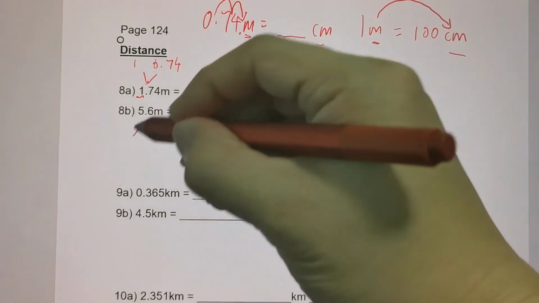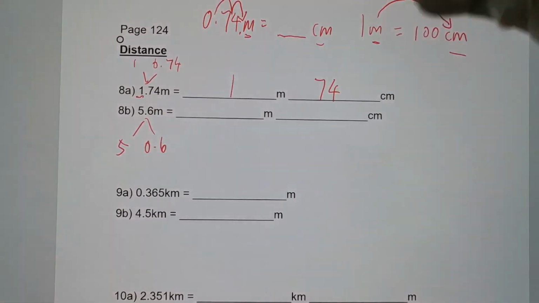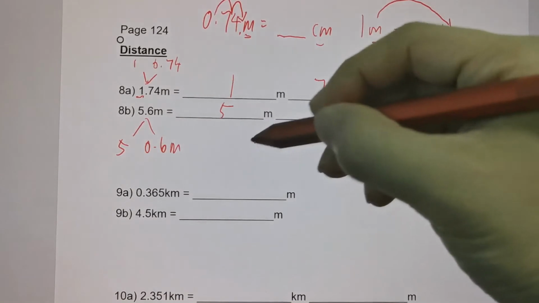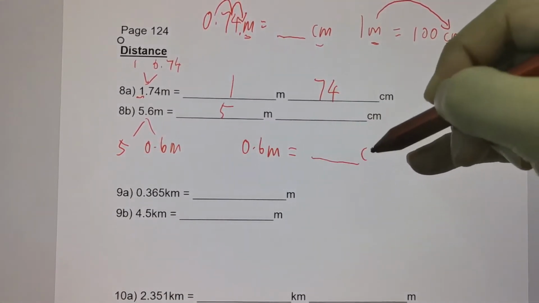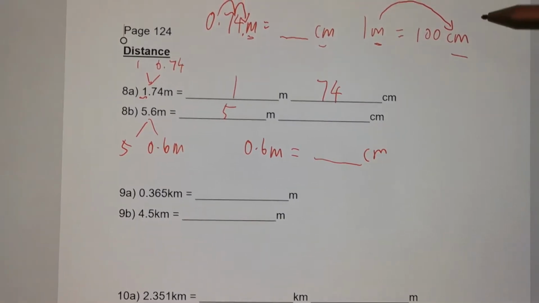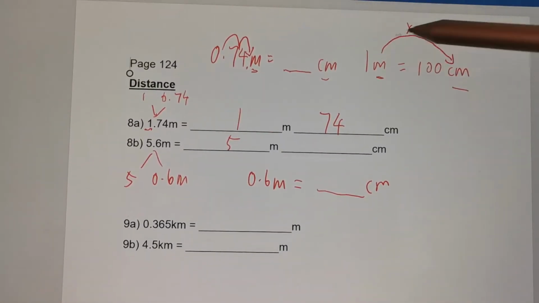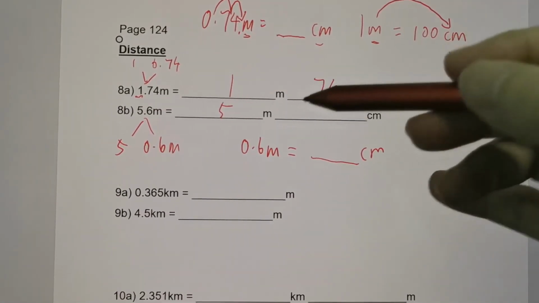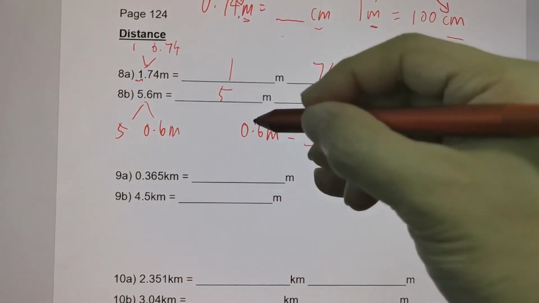Okay? Now let's move on to part B, 5.6. Now you can always do this if you want to. You split it up into 5 and 0.6 here. So 5 meters is 5 meters. You don't have to change anything. Now this is 0.6 meters. 0.6 meters equals how many centimeters? Remember, based on this chart here, meters to centimeters, you're moving to the right-hand side, so it's multiply. So over here, right here as well, you're going to move 2 times to the right-hand side.